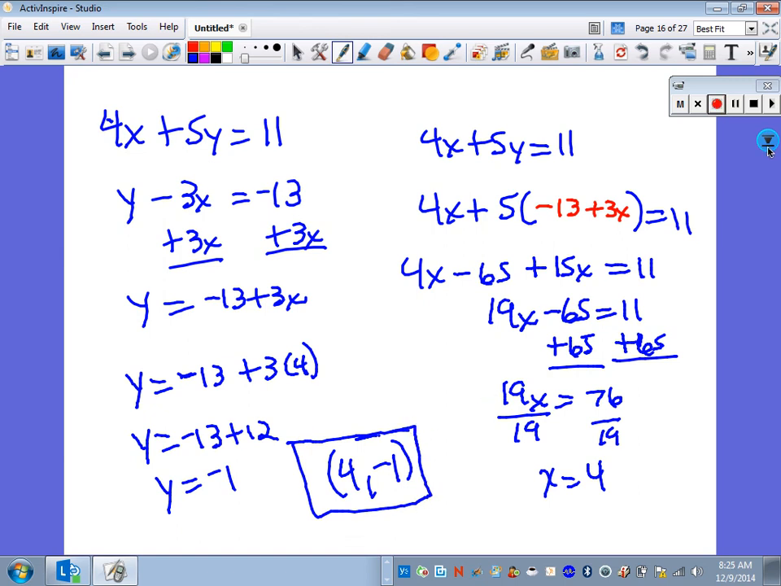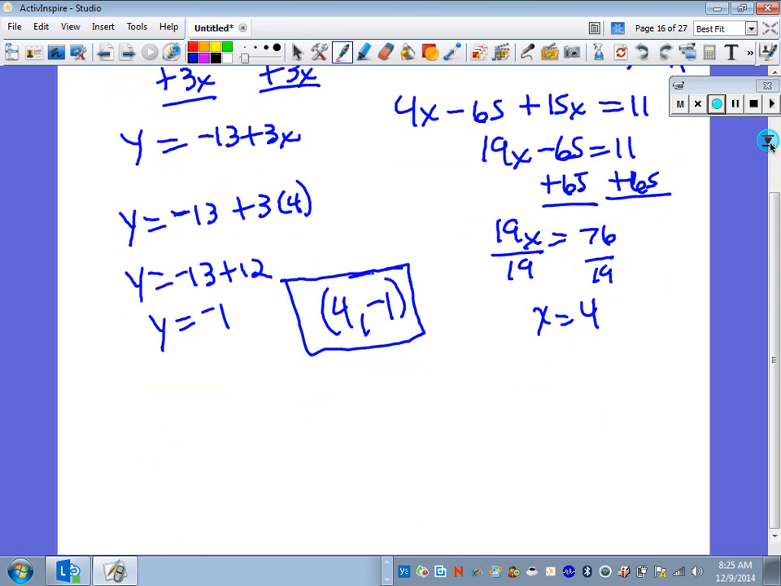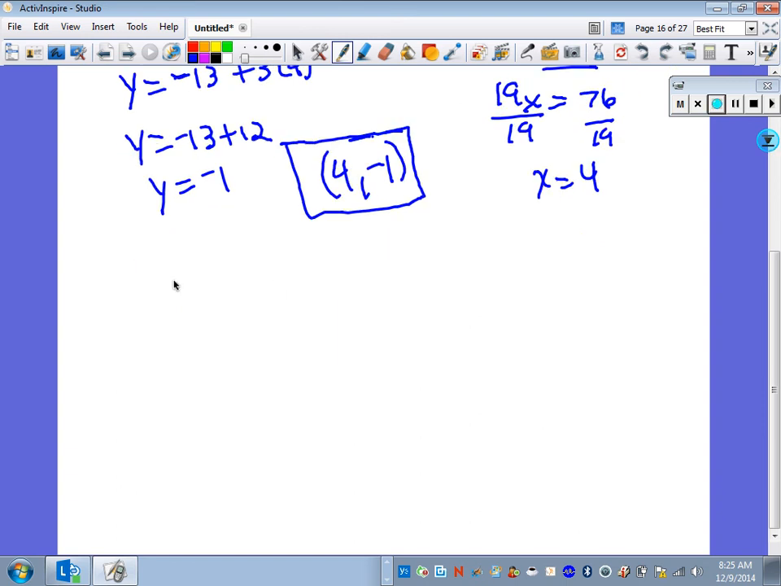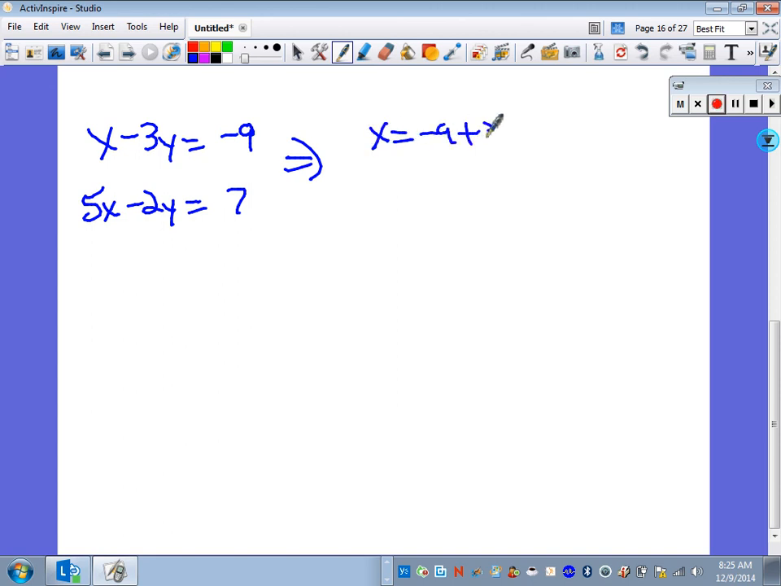Now we're going to try another one. Again, please feel free to pause because these are just examples. So our second one is x minus 3y equals negative 9, and then 5x minus 2y equals 7. X already has a coefficient of 1, so I'm going to fix this one. So I'm going to add 3y to both sides. When I do that, I get x equals negative 9 plus 3y.